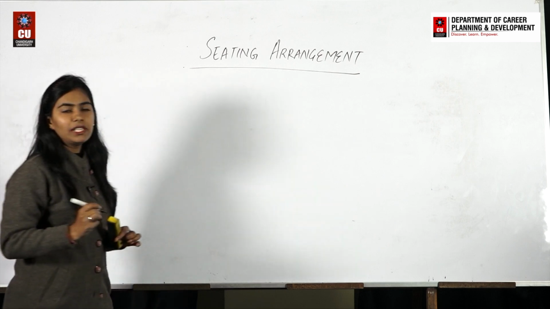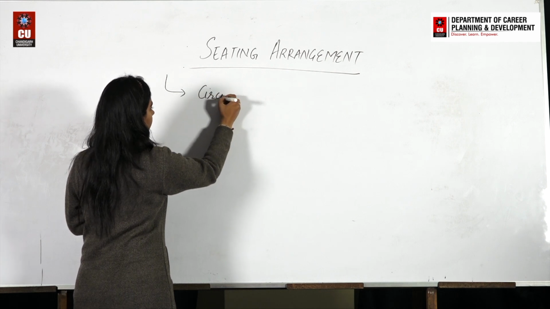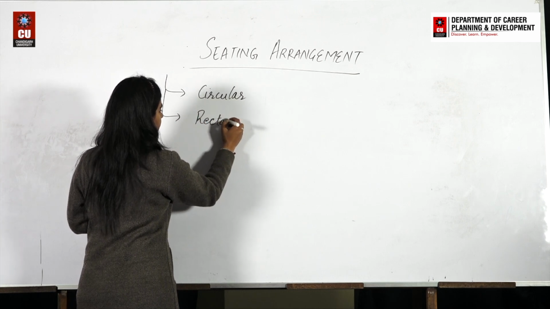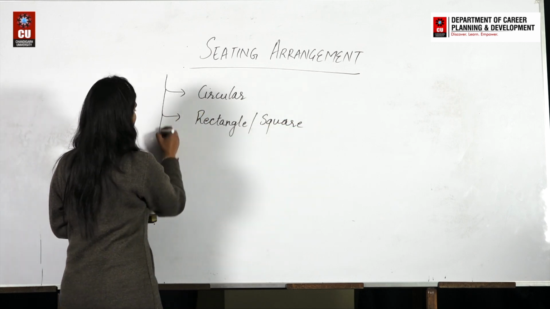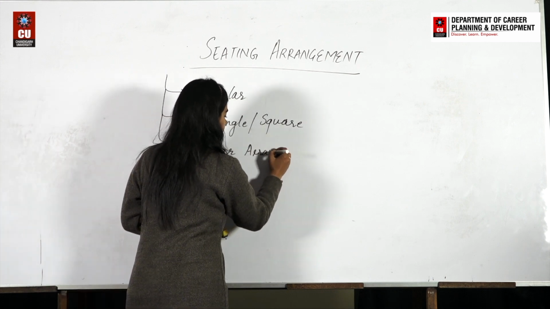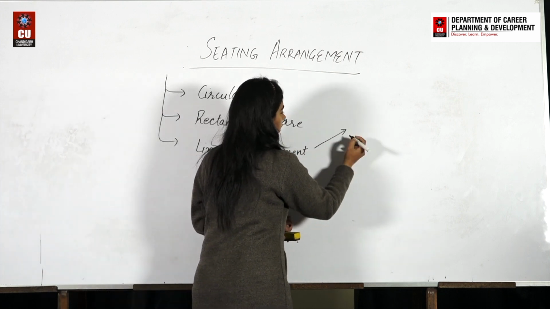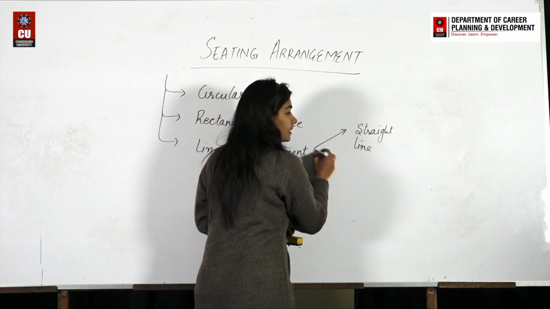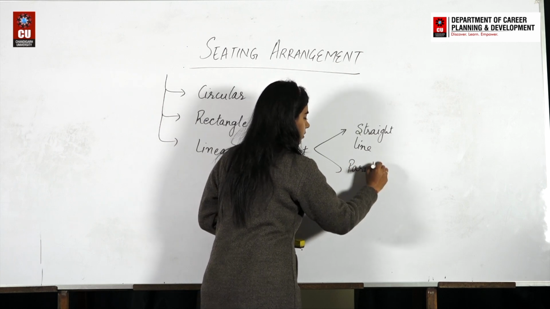In this topic, we will mainly discuss three types of arrangements. First is the circular, second is rectangle or square, third one is linear arrangement. The linear arrangement is categorized into two parts. First is straight line and the second is parallel row arrangement.